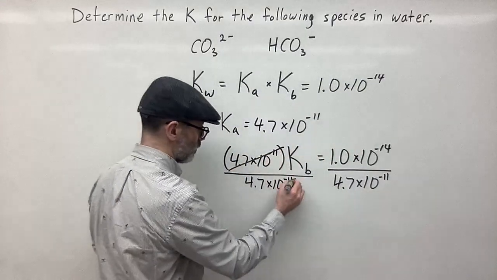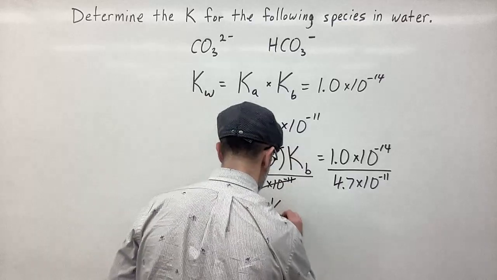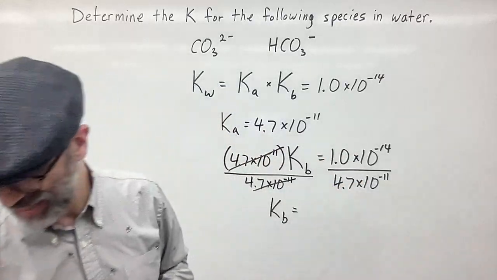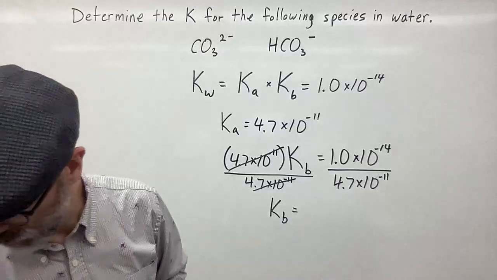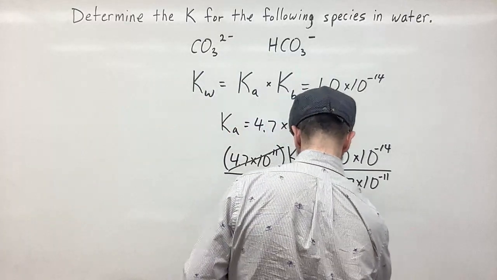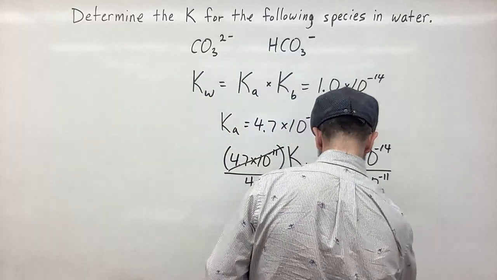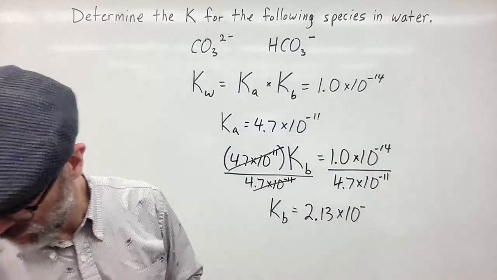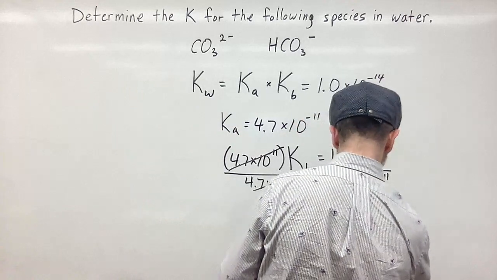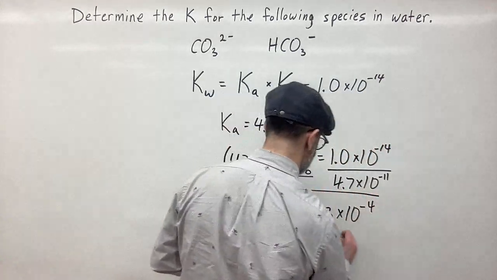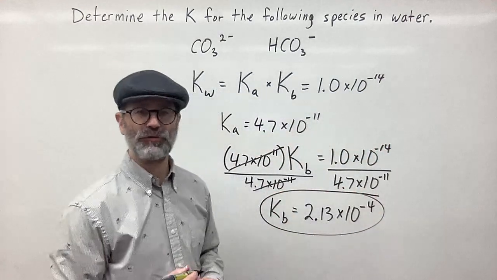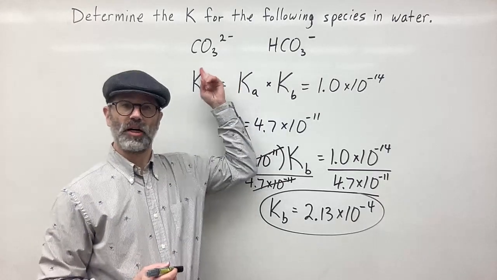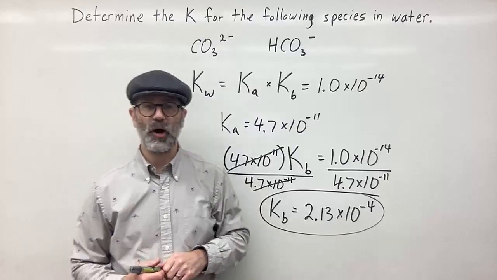So this cancels out, and we get Kb is equal to whatever this comes out to be, and that is 2.13 times 10 to the negative 4, I believe. Yes, negative 4. And that, ladies and gentlemen, is how you find the Kb, or the K value for carbonate ion. I hope this is helpful.